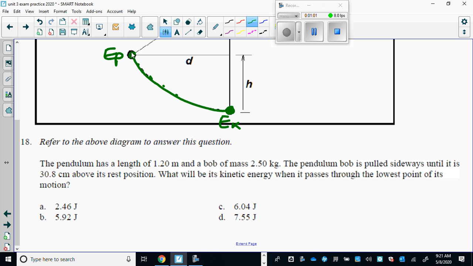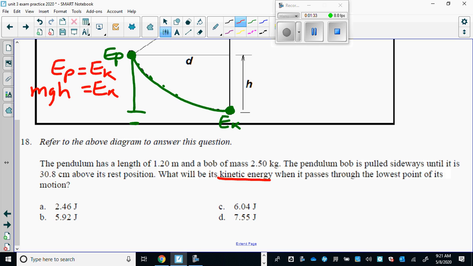And in that case, since this height doesn't go to the bottom, it's from here to here, all of this potential energy has been converted into kinetic energy. So the way they ask it is pretty straightforward because all of the potential energy is converted into kinetic energy. And the question is simply asking what's its kinetic energy at the bottom. So really, this is just an mgh question because all of this is converted into kinetic energy.